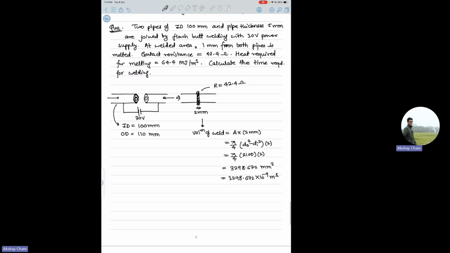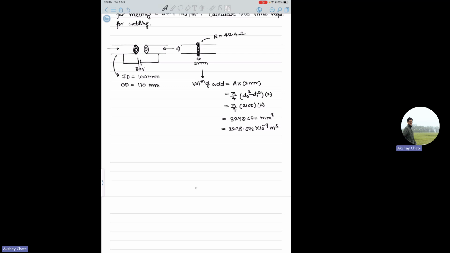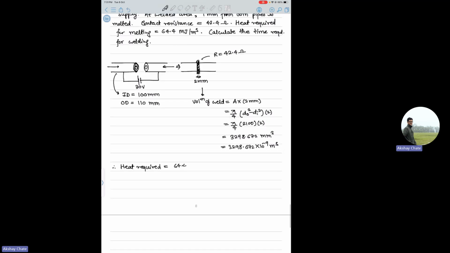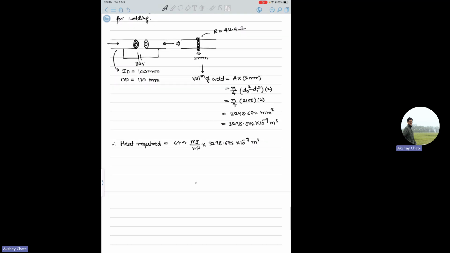What they have mentioned is the heat required for melting. So the heat required will be 64.4 megajoule per meter cube into 3298.672 into 10 to the power minus 9 meter cube. The meter cube gets cancelled, so you'll have megajoule only. Now you have to multiply by 64.4 and divide by 10 to the power 9.